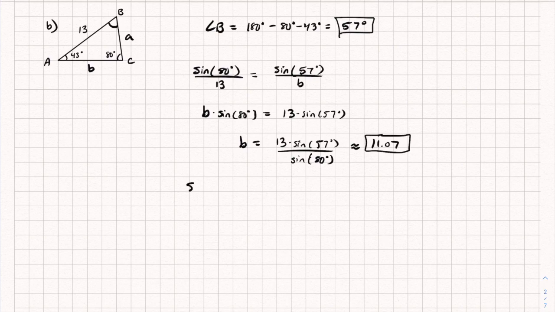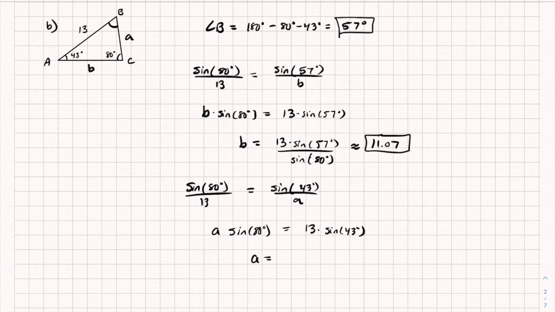Use law of sines again. Again, I'm going to set up the initial ratio, sine of 80 over 13. This is equal to sine of angle A over little a. So I'm going to cross multiply. It's equal to 13 times sine of 43.